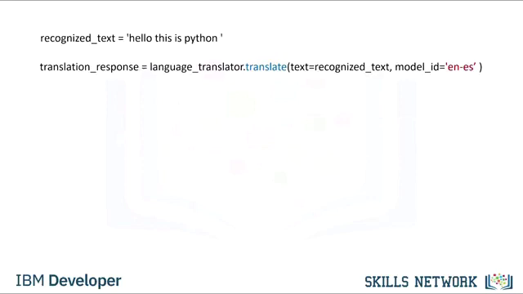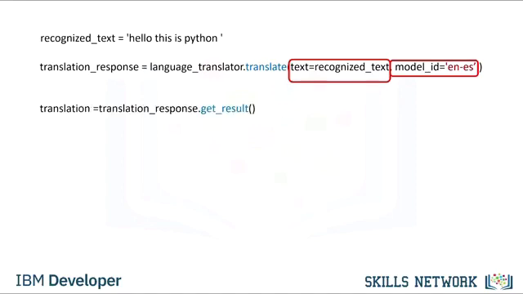We can use the method translate. This will translate the text. The result is a detailed response object. The parameter text is the text. Model_ID is the type of model we would like to use. In this case, we set it to EN-ES for English to Spanish.